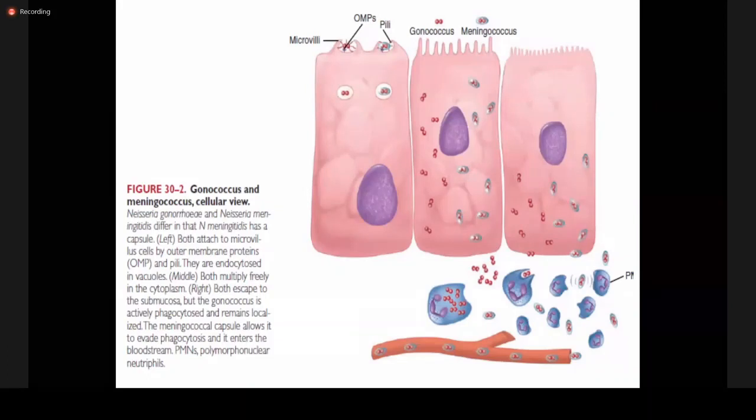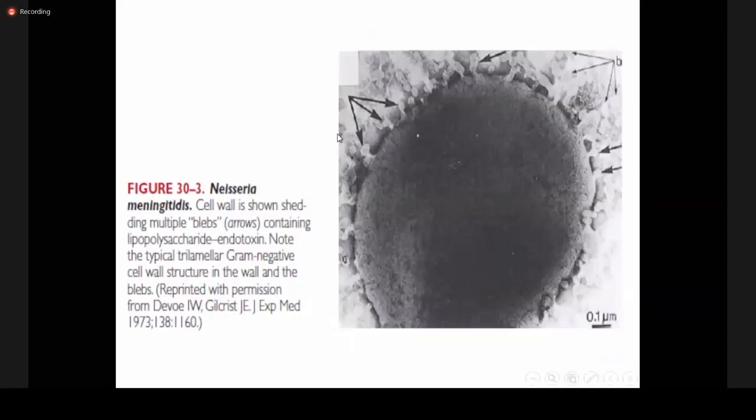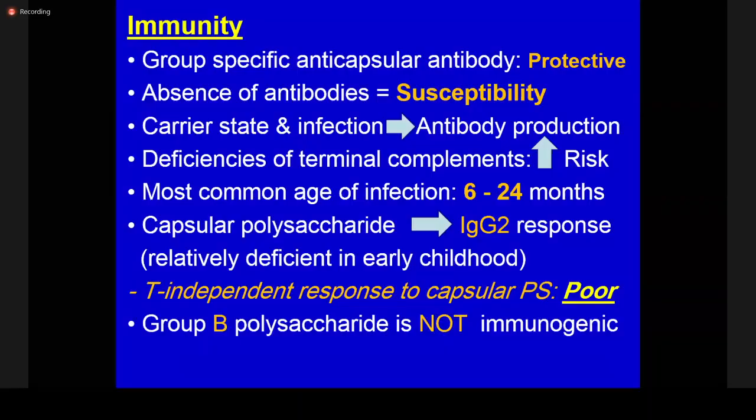These are the blebs that I have talked about, these vesicles. They contain lipopolysaccharide endotoxin. That is why I said the LOS is part of the pathogenesis of the microorganism. Immunity is group-specific, anticapsular, and protective. Absence of the antibodies makes the individual susceptible.